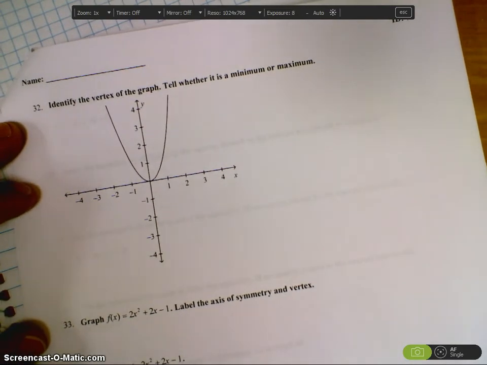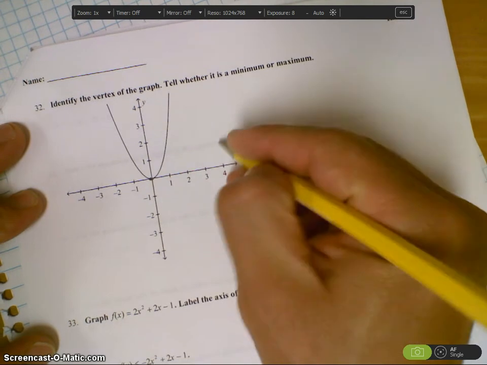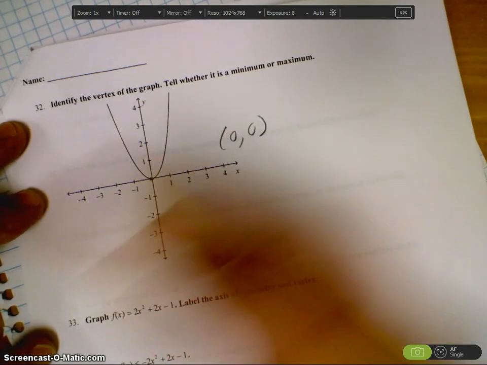Identify the vertex, tell whether it's a minimum or maximum. The vertex is right there. The point is 0, 0. And that is a minimum.